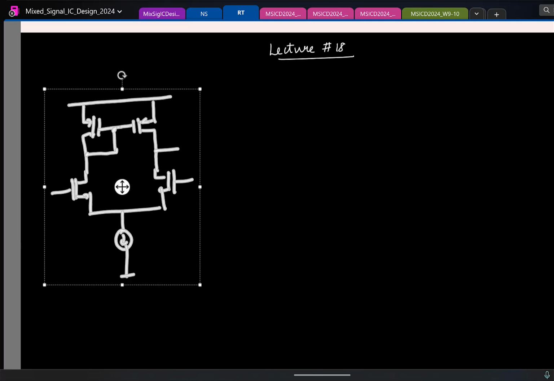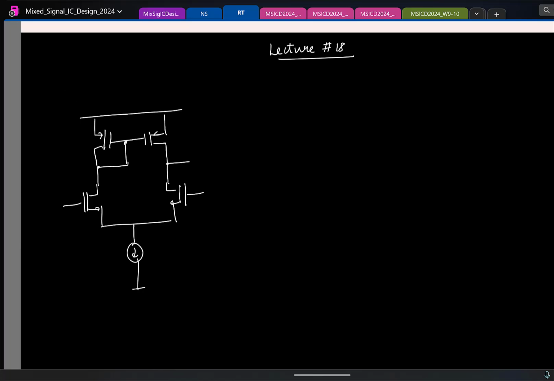And I think you guys also calculated the differential mode gain. So if I give plus VDM and minus VDM here, you know how to calculate the small signal gain. And of course, you can do it in a couple of ways. One, you can basically find the small signal currents and do the calculation.